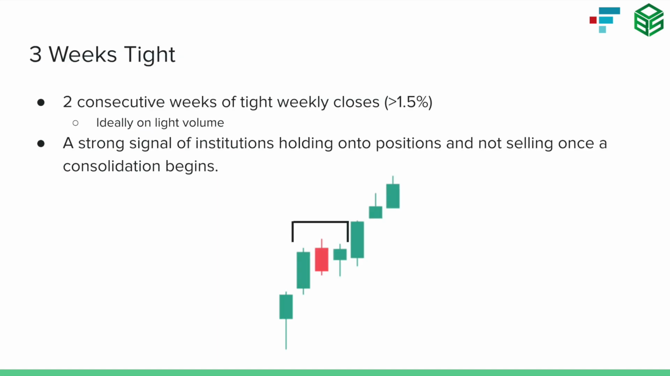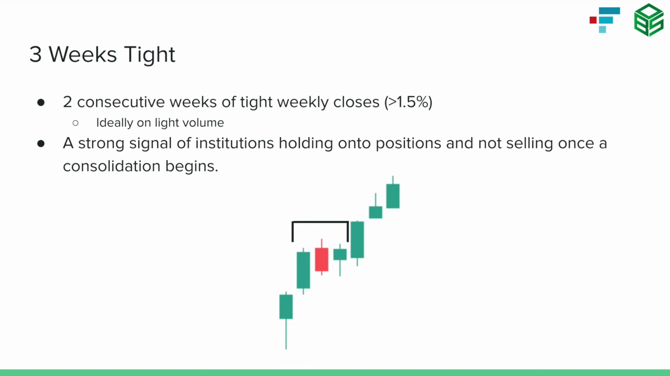To start us off, I'm going to talk about a relatively common pattern that we see, and this is called 3 weeks tight. 3 weeks tight occurs when you have 2 consecutive weeks of tight weekly closes following that first initial week. So it creates 3 consecutive weeks of tight closing prices. Generally speaking, I use 1.5% as that bar for whether or not I consider it a tight weekly close. And ideally, we would like to see 3 weeks tight on light volume.